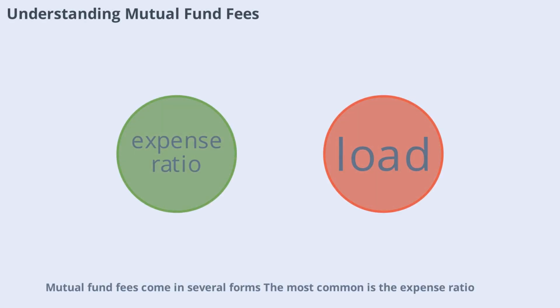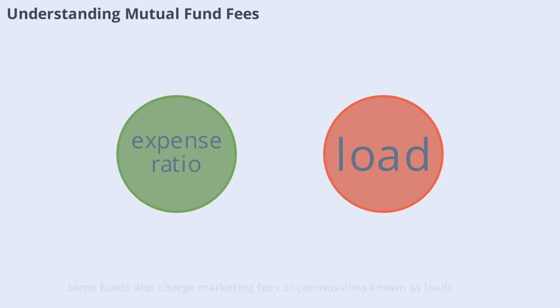Mutual fund fees come in several forms. The most common is the expense ratio, which covers the cost of running the fund. Some funds also charge marketing fees or commissions known as loads. Front-end loads are paid when you buy, back-end loads when you sell, and ongoing loads are built into higher expense ratios. The best funds have no loads at all. Always read the fund's prospectus to understand exactly what you're paying, and remember, lower is better.